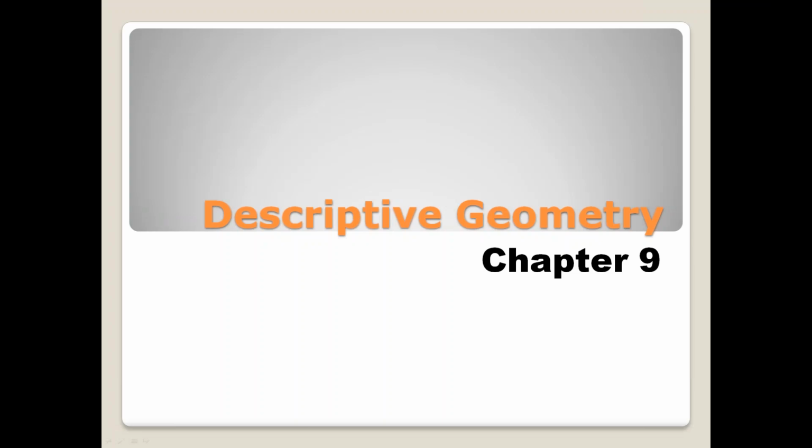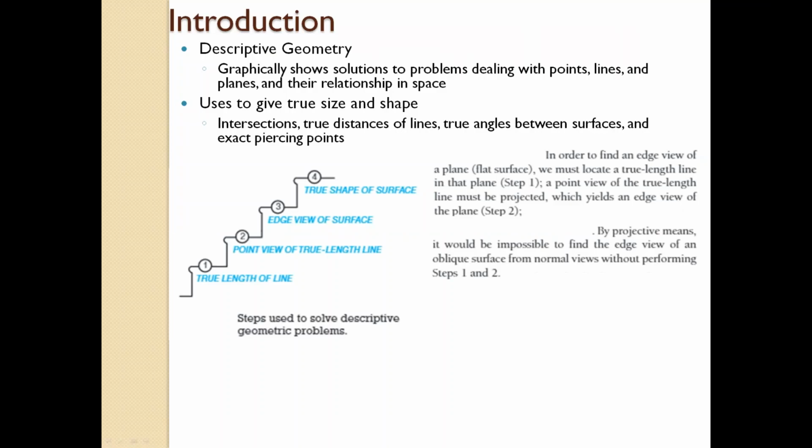Welcome back, everybody. Today we're going to talk about Chapter 9, Descriptive Geometry. If you look at the definition here, descriptive geometry is defined as graphically showing solutions to problems dealing with points, lines, and planes and their relationship in space. We use it to give true size and shape. Our point is to get the true size and the shapes.